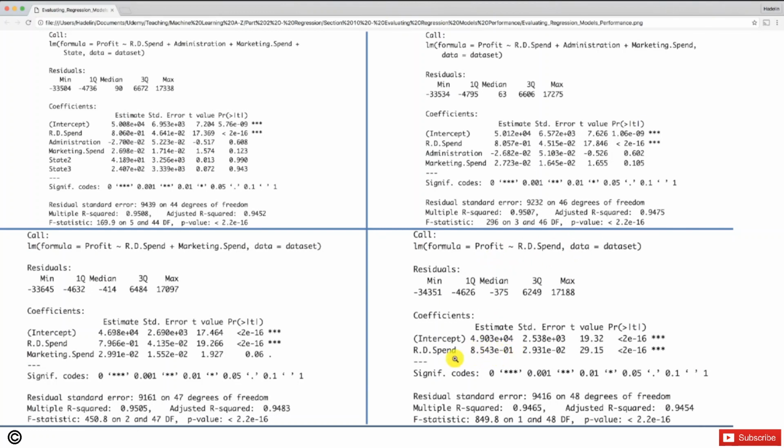So that's another thing you should remember about, that coefficients merely portray the additional effect that every single variable brings into the model.